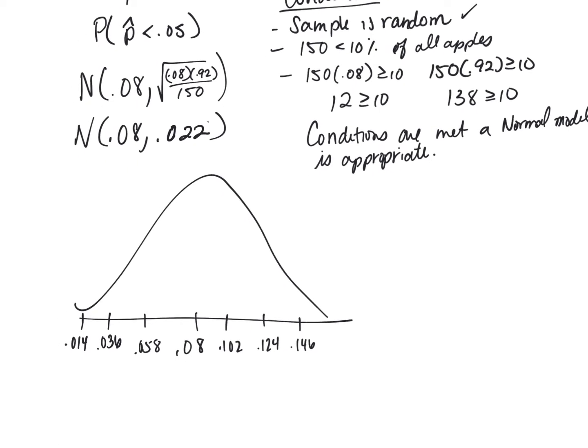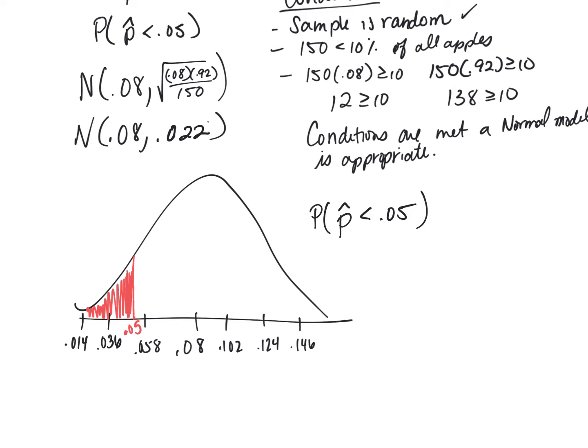Okay. Now, the question was, what's the probability that even though 8% of these apples are bad, when they do a sample, they accept the truck because less than 5% of the apples in their sample are bad. So what's the probability that the sample proportion is less than 0.05? That's where it's choosing where to shade. 0.05 is about here. And I need less than 5% of the apples in my sample to be bad in order for the truck to be accepted, and they bring it in and then they sell them.